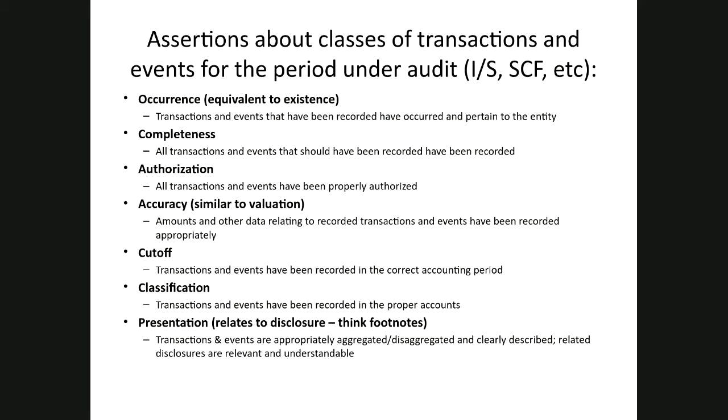So moving on, we have our next one, which is actually unique to classes of transactions and events for the period under audit, which is authorization. And it's just this idea that all transactions and events should be properly authorized. So this covers things like all sales should be authorized, all payroll transactions should be authorized, right? So all payroll checks that are handed out should have a signature. And you'll see things like there should be an authorized price list, right, for customers.